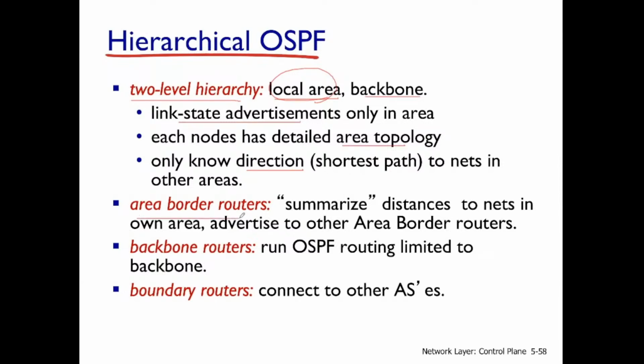So these area border routers will summarize the distance to the destinations inside their own area and advertise to the other area border routers. That's how the area border routers discover each other at a higher level. And those advertisements will also be shared by the backbone routers and the boundary router.